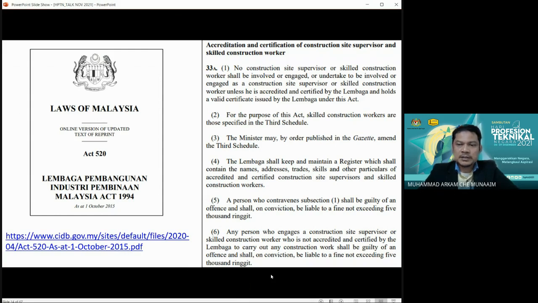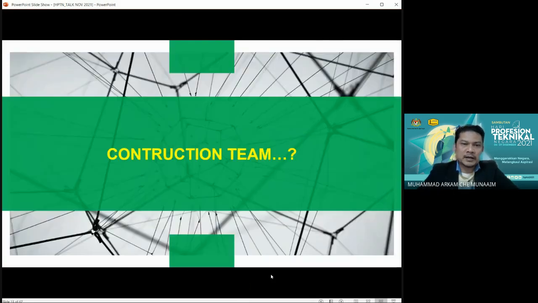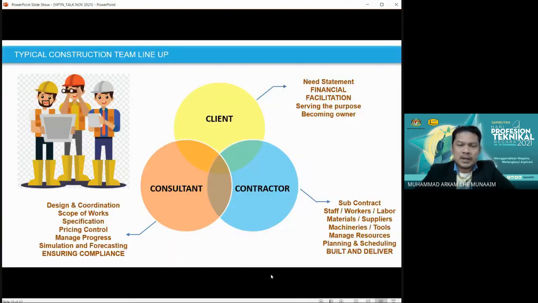But this is different. This is something else, beyond the CIDB green card. So now, once we understand that there is a definition of construction works or construction activities, construction workers or construction personnel, site supervisor, construction project manager, and skilled workers, we understand that in construction we have some arrangement or hierarchy in the standard construction team. So who is actually the standard construction team here?